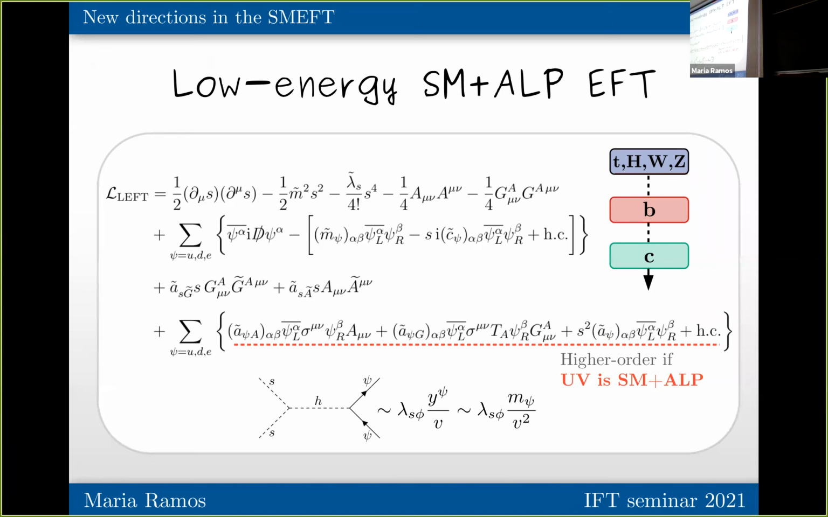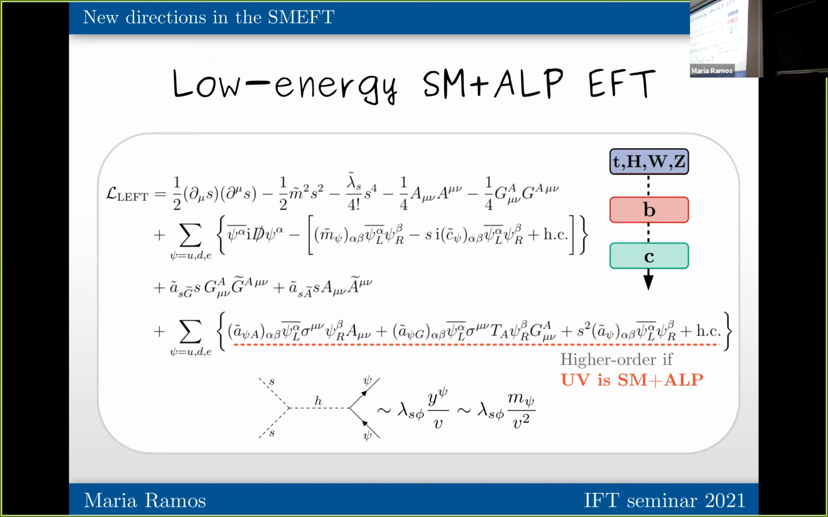And you can see this, for instance, from knowing that this S-squared coupling comes from integrating out a Higgs boson, which apparently is of the correct order, 1 over the VEV. However, knowing that this Higgs is the one that sets the fermion mass for light fermions, you see that this is actually order v squared, and so is not there if you assume that the UV is just the standard model plus the ALP.